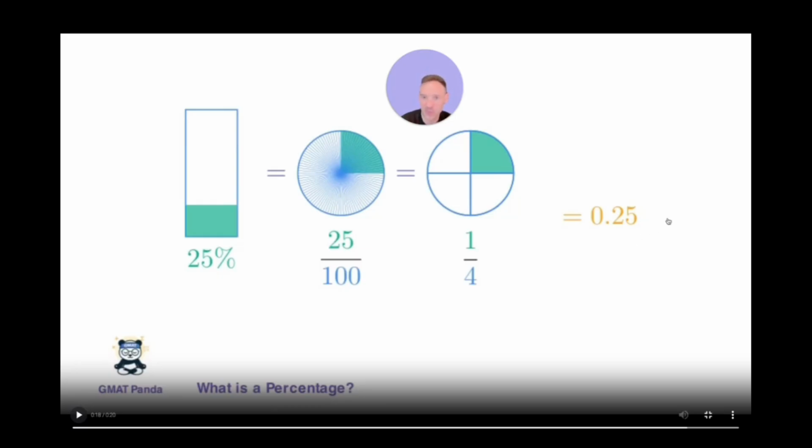Now, here we have to be a little bit careful because we are talking about portions of 1. Whereas in the GMAT and in real life, you often have portions of something that's bigger than 1, right? In fact, it's very common. So for example, 25% of the population of the United States of America would not be 0.25, okay? But it would be 0.25 times that population.